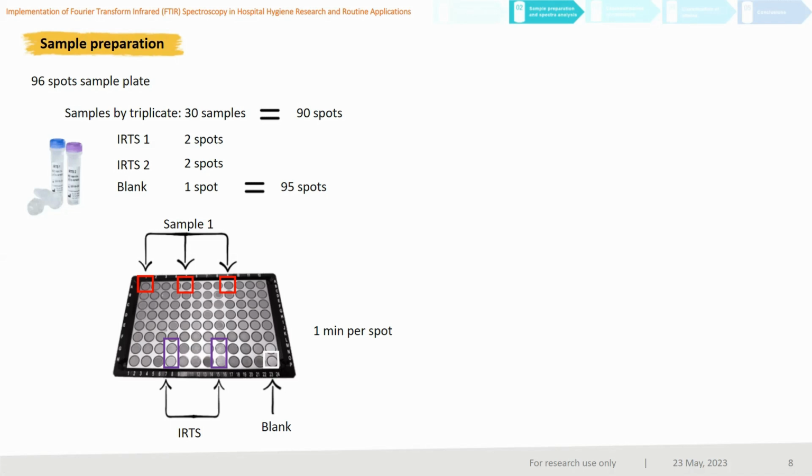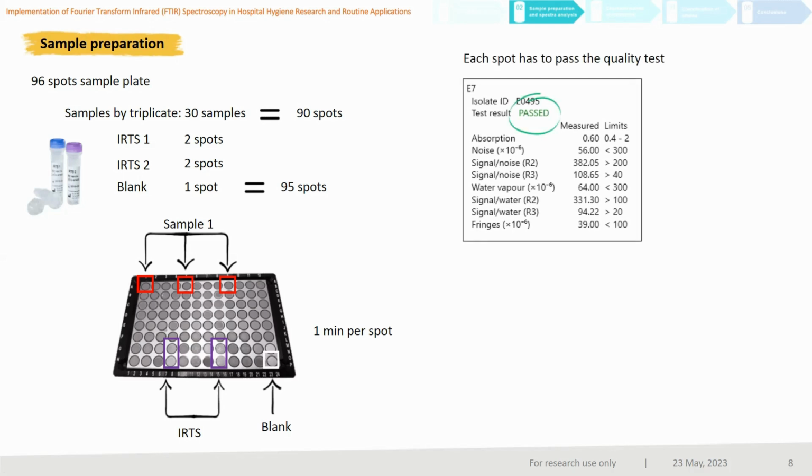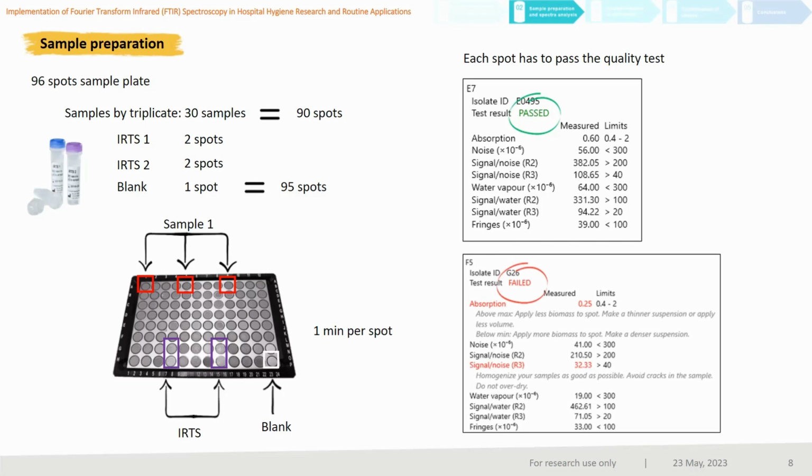After deposition, you can either dry the plate in an incubator or at room temperature. In any case, it's important to ensure that the samples are completely dry before proceeding with the analysis. For a correct analysis, each spot must pass the quality test of the system. In the event that a parameter fails, you can repeat the analysis for that strain.